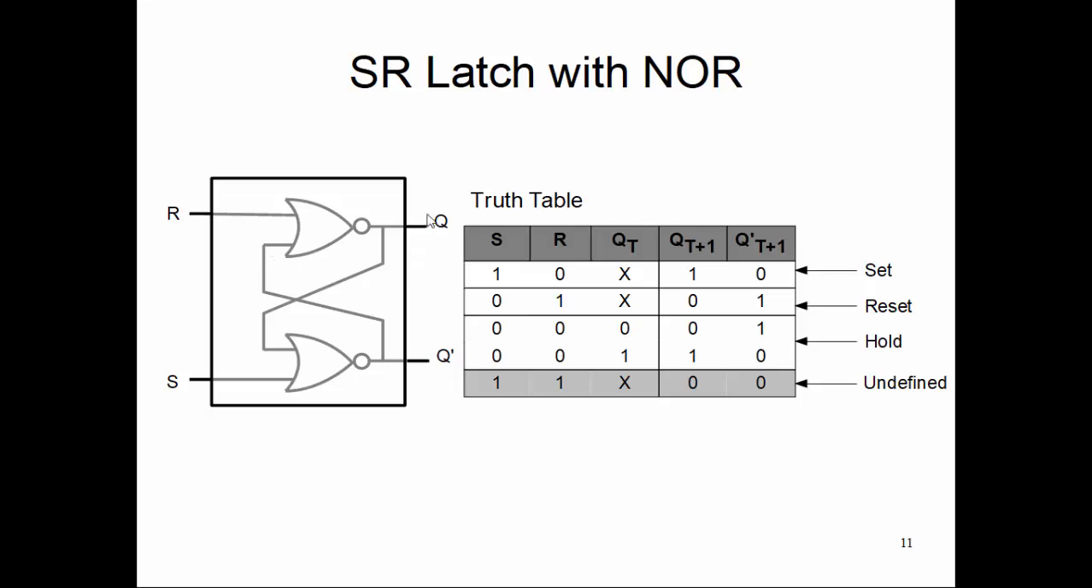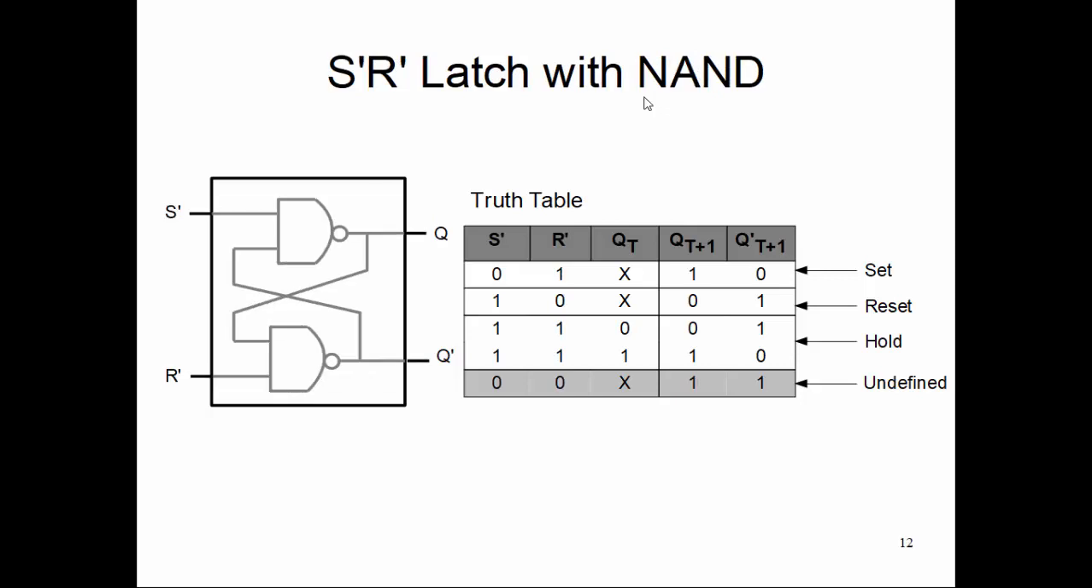So definitely we can make it with the NAND. Its truth table will be a little bit different, and also in that case we call it an S bar R bar latch. Why S bar R bar?